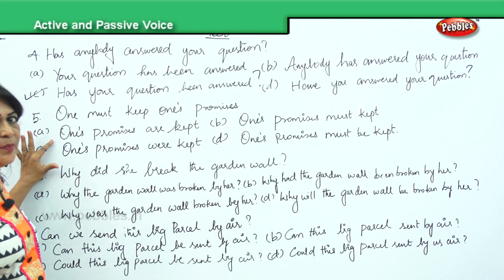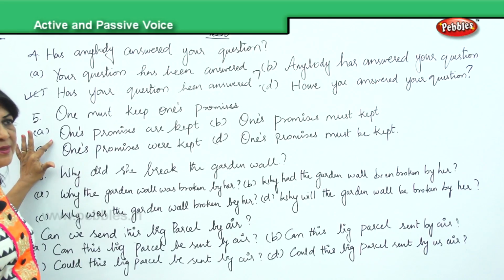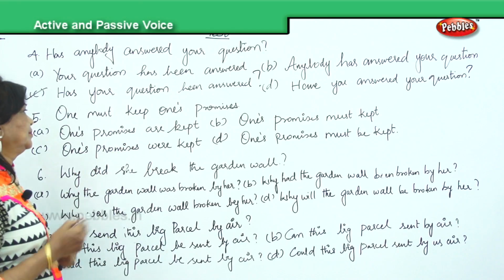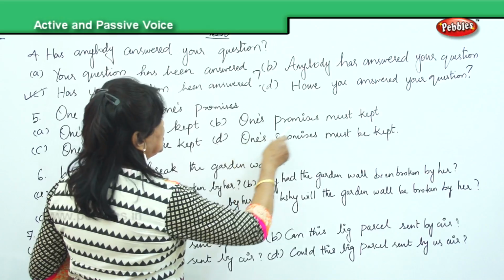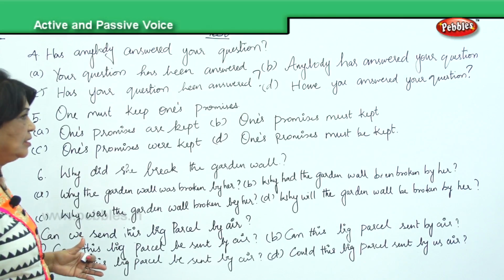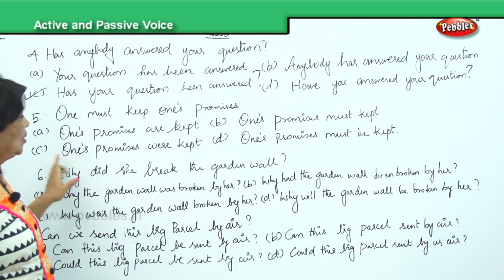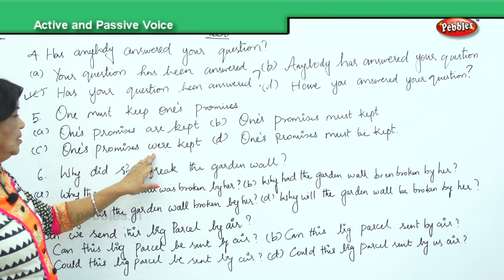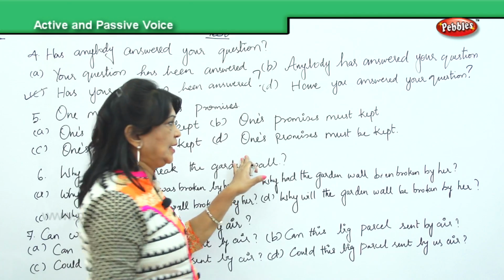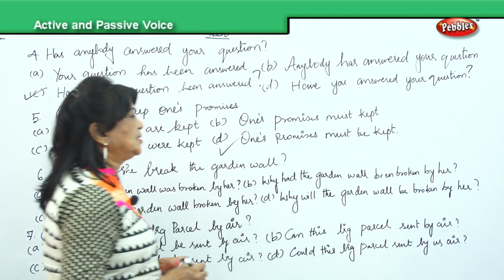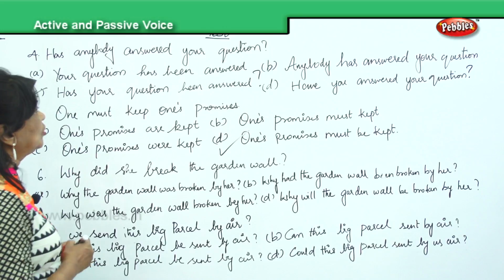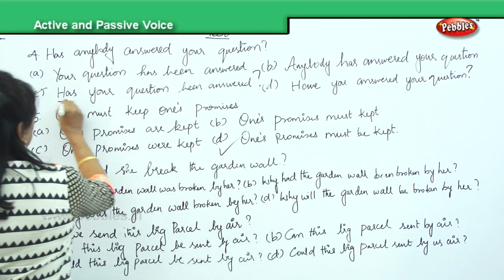One must keep. So this is an imperative sentence. I've taught you. One's promises are kept is wrong. One's promises must kept doesn't make sense at all. Wrong English. One's promises were kept is wrong. Answers correctly, put a tick.